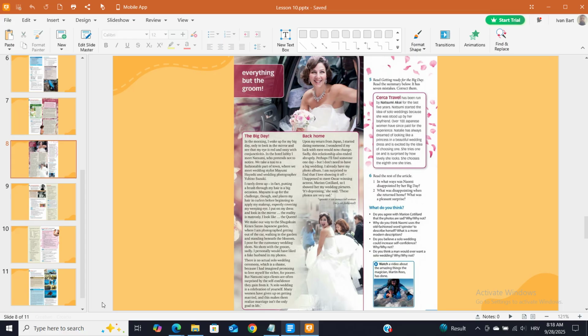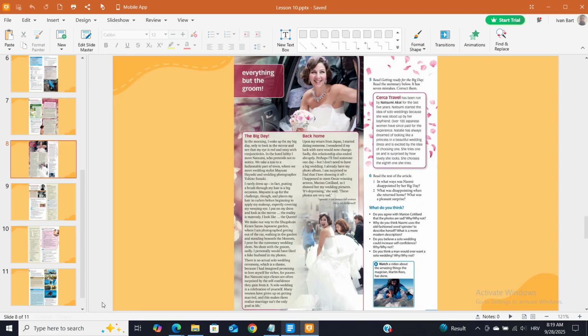There is no actual solo wedding ceremony, which is a shame, because I had imagined promising to love myself for richer, for poorer. But Natsumi says clients are often surprised by the self-confidence they gain from it. Our solo wedding is a celebration of yourself. Many women have given up on getting married, and this makes them realize marriage isn't the only goal in life.